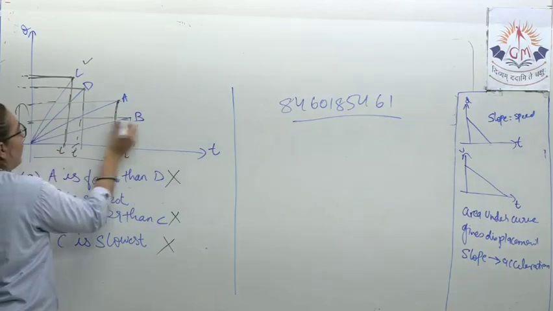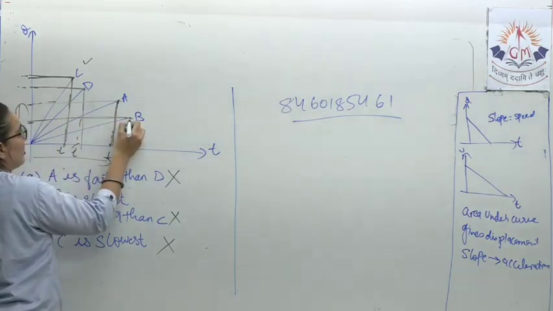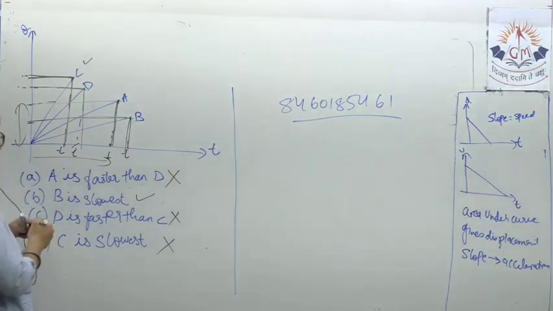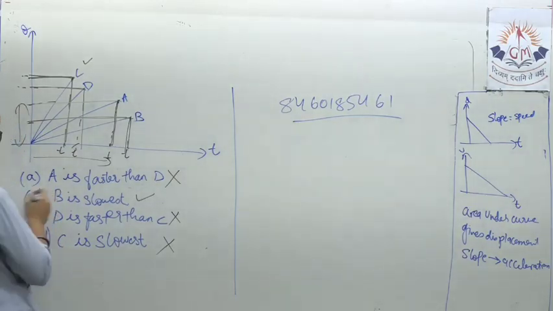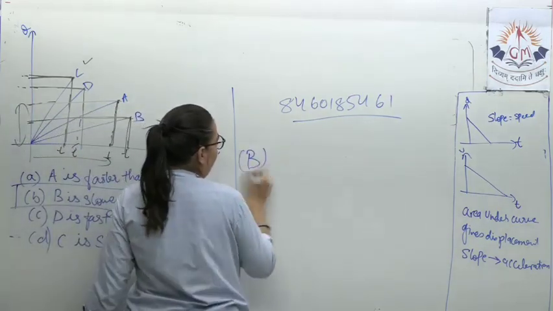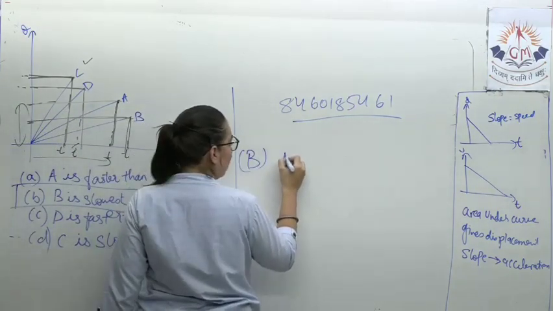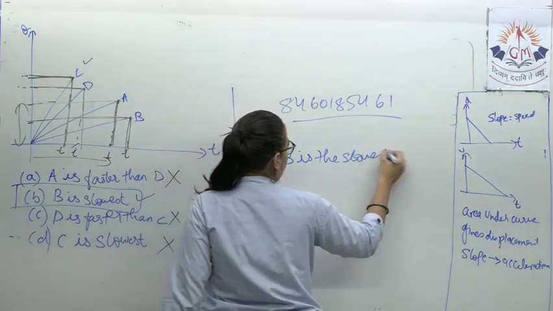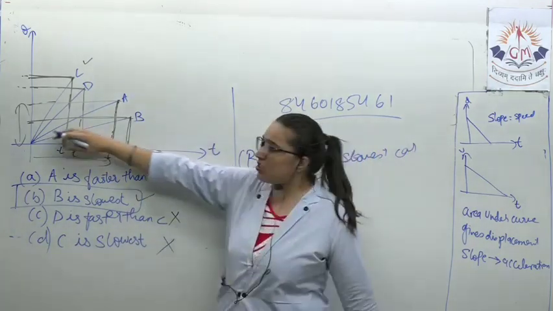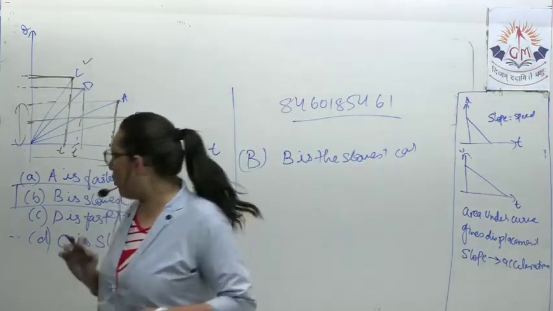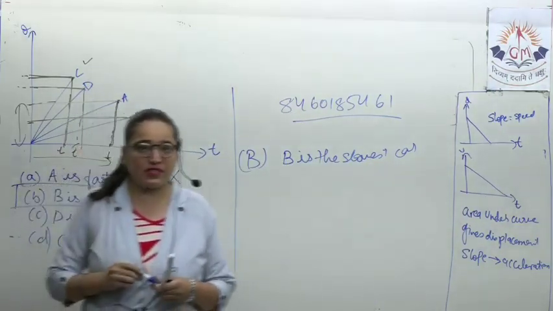Here you can see that B is traveling less distance in more time intervals. So the answer that B is the slowest is the correct answer. So the correct answer is B, that is, B is the slowest car. Just analyze how much distance is traveled and you get the answer. I hope that you got what I'm saying.